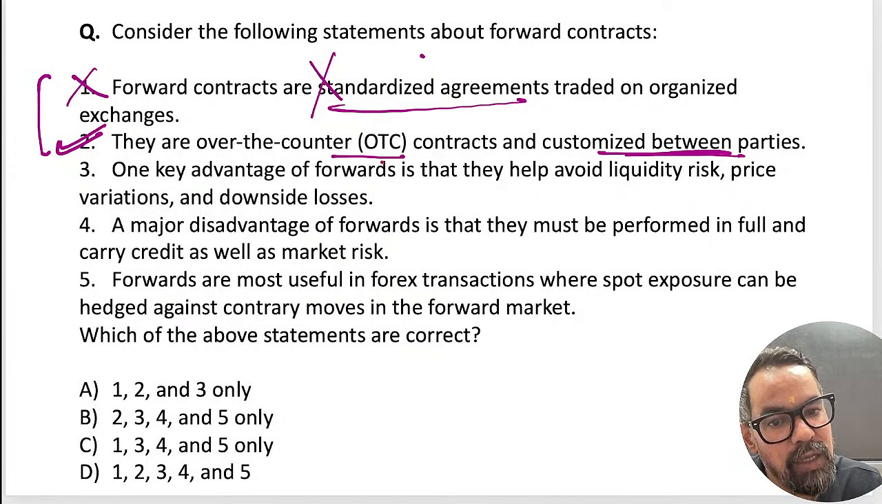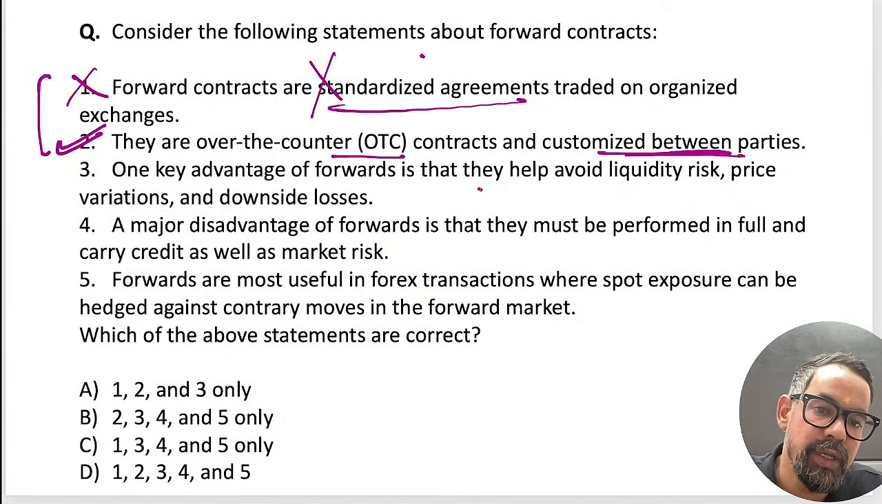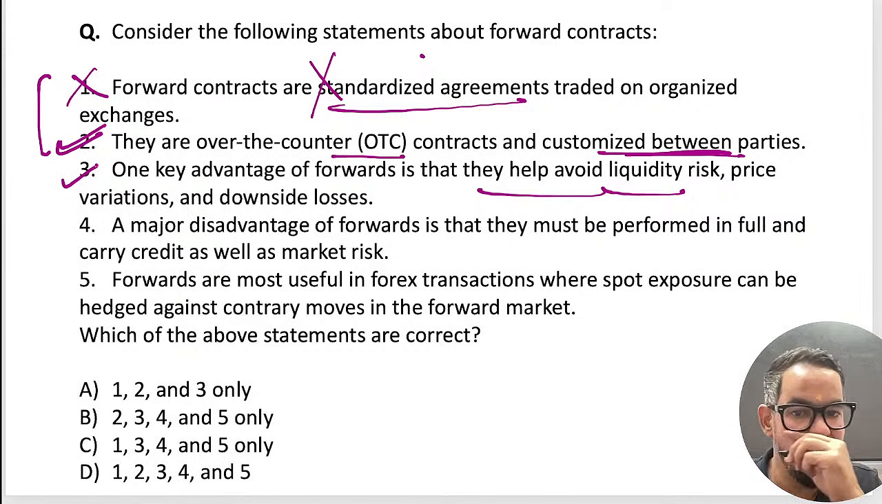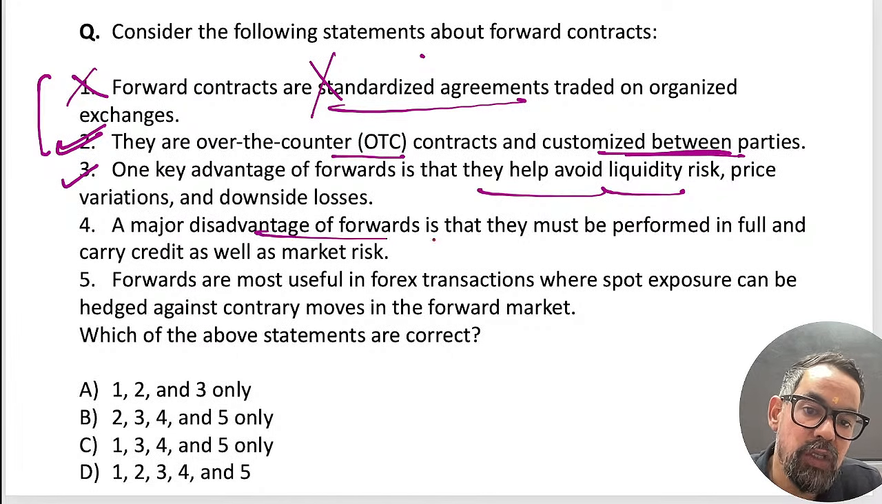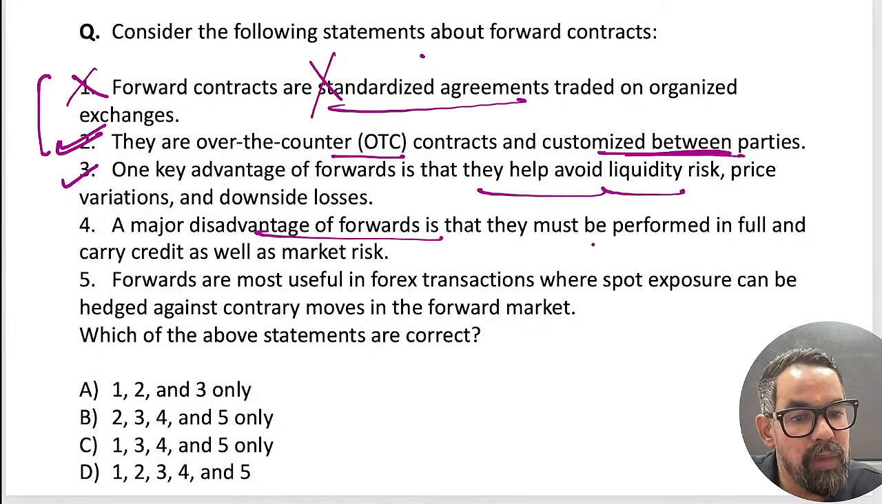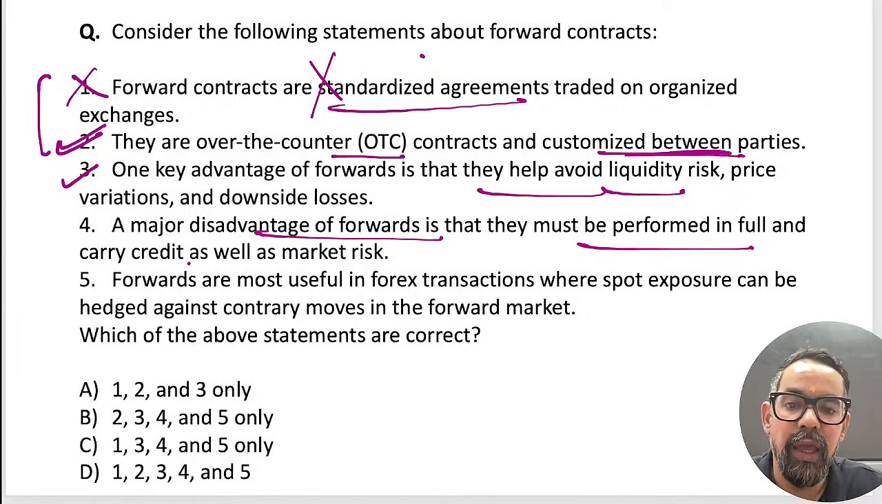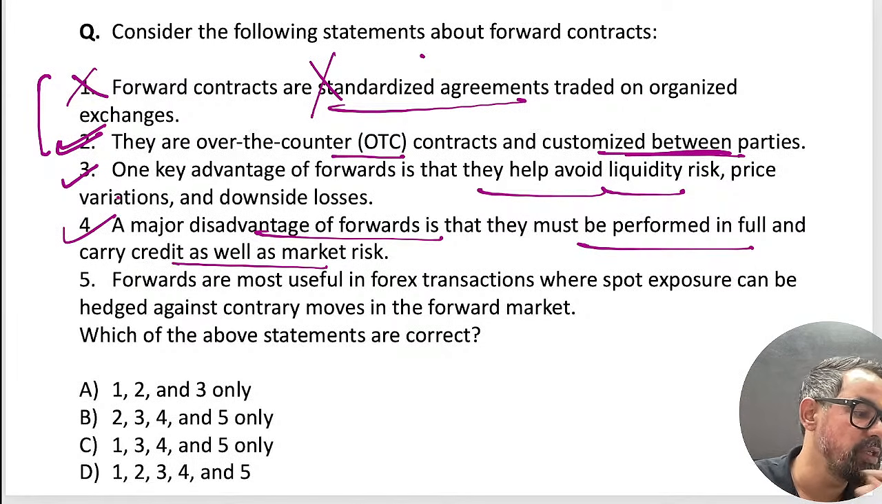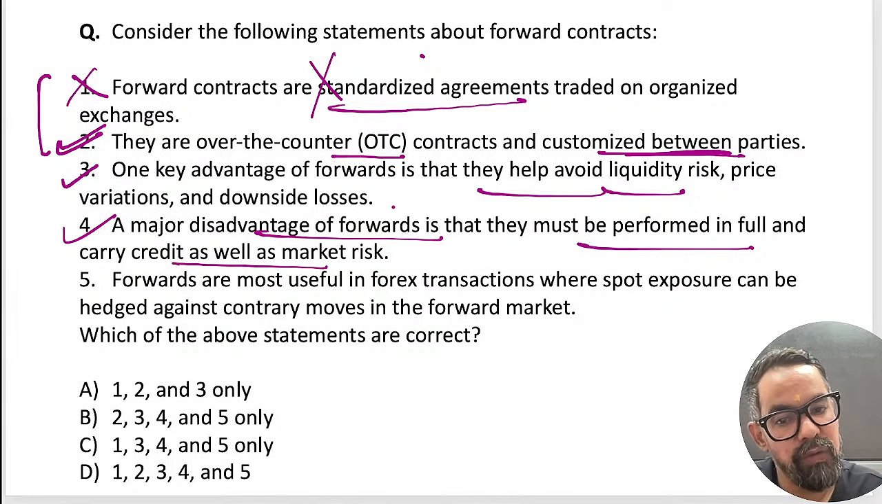One key advantage of forwards is they help to avoid liquidity risk, price variation and downside losses, true? So that is called hedging. A major disadvantage of a forward contract is that it must be performed in full and carries credit risk, yes, counterparty risk, and at the time of completion the obligation needs to be fulfilled.